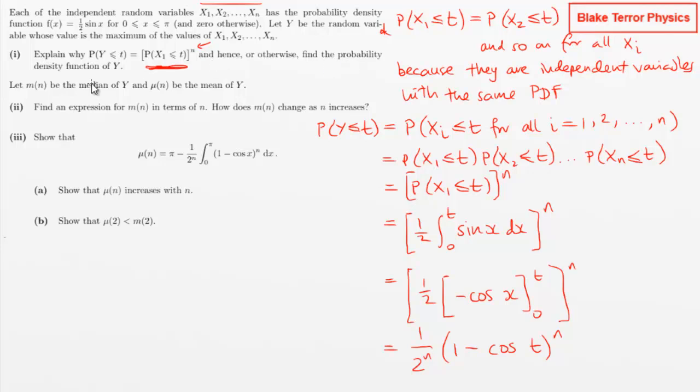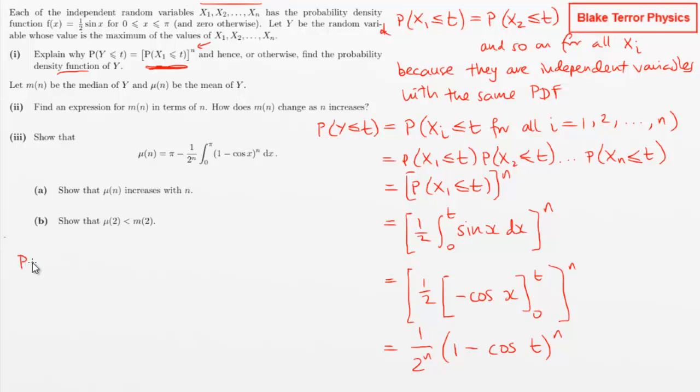Oh no, they didn't want that. They wanted the probability density function. Oh right, okay. So I'm going to have to differentiate this to get back down to the probability density function. We just integrated one probability density function to get to the probability, and now we need to get back to the other probability density function, so we have to differentiate again.